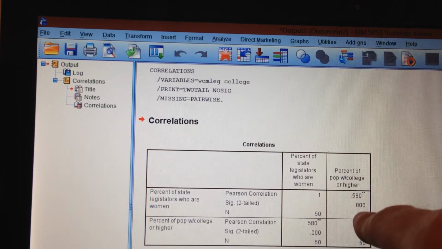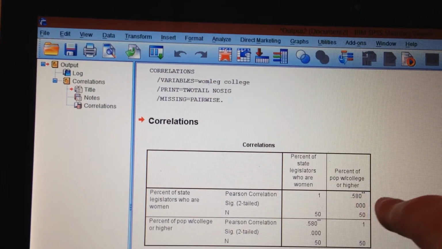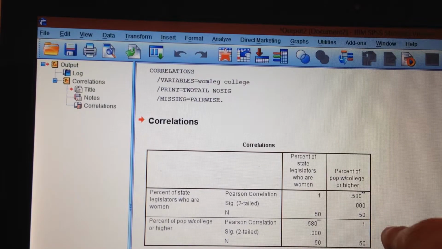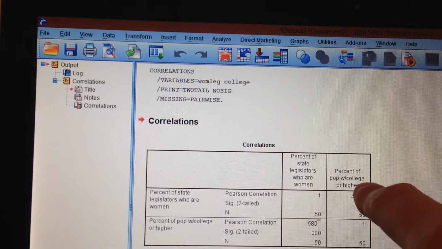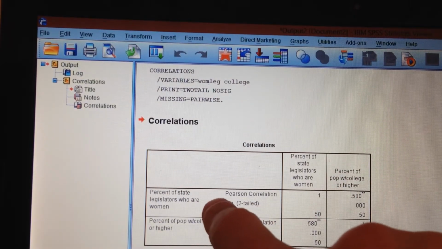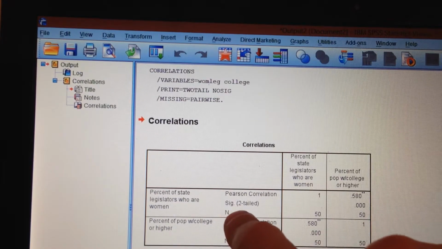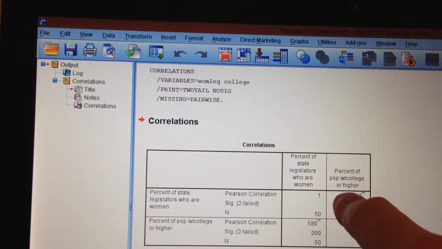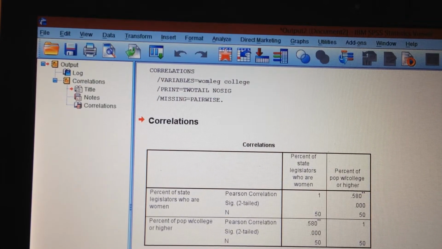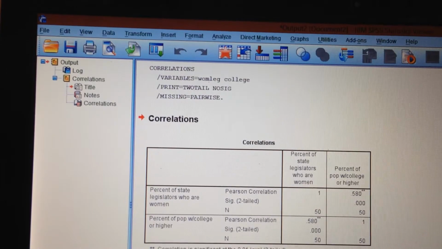So you see here, if you've done this right, we have a correlation coefficient between the two variables of 0.58. That's a really high correlation. And it means basically that as the percent of people in a state that have a college degree or higher increases, the percent of a state's legislators that are women also goes up. So higher number of people with college degrees, higher number of female legislators. All right? That's the review of Tuesday's class. That's how we think about correlation coefficients. Now, correlations are awesome. All right?